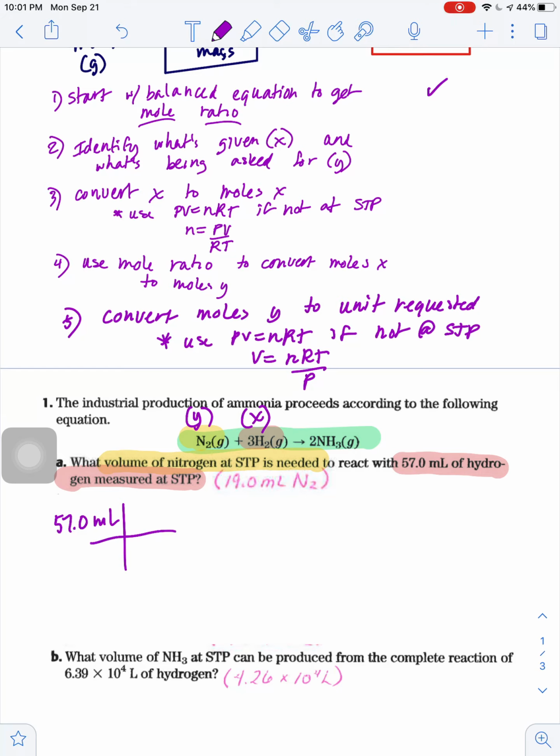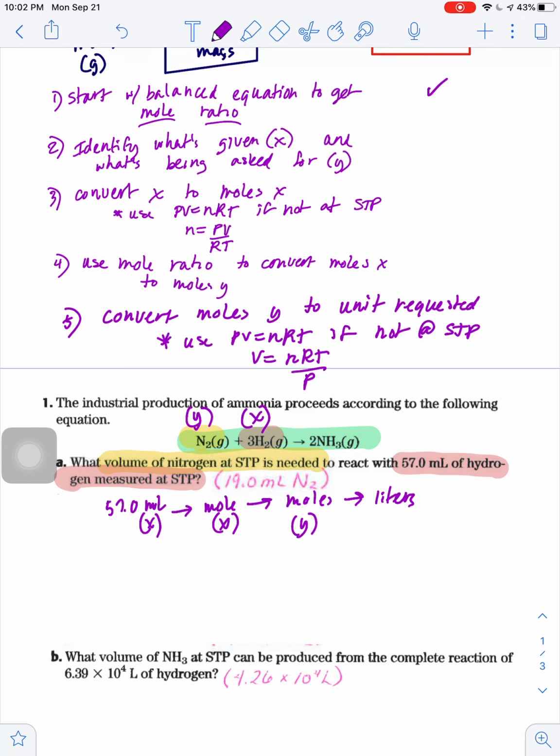What I would do first is lay out your plan here. So if you have 57 milliliters of X, you're going to have to get that converted into moles of X, and then moles of Y. And then what are they asking for? What volume of nitrogen? So that's going to be liters again. Or you could put it in milliliters if they ask for it, but I would just solve for liters. Okay, so there's our plan.